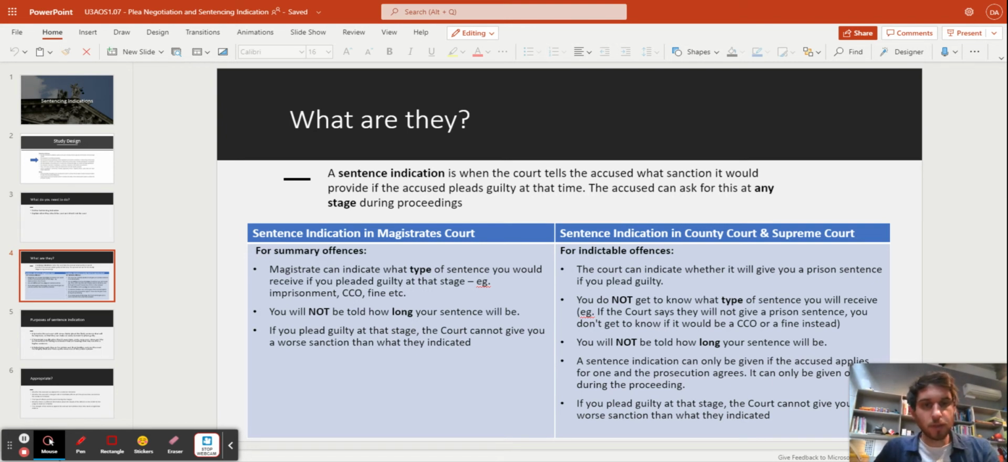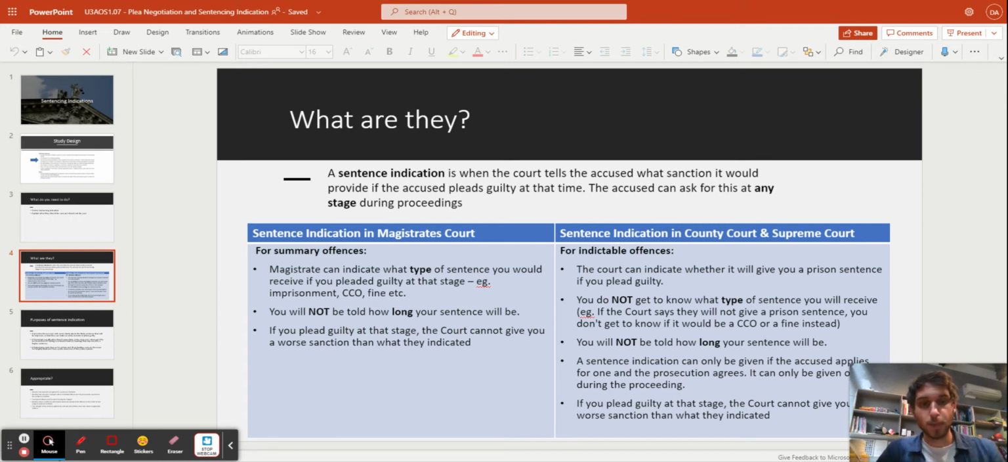It's a little bit different at the higher courts for the indictable offences. The main difference is they're a little bit more limited in what they can tell you, and they can really only tell you whether or not you're going to get a prison sentence. So unlike the magistrate's court, they can't tell you what type of sentence you will get, but they can simply tell you whether or not you'll get a prison sentence. So essentially, you're asking them the question, if I plead guilty right now, will I go to jail, yes or no? And that's really the only thing they can tell you. On top of that, just like the magistrate's court, they can tell you whether you are going to jail, but they can't tell you for how long.